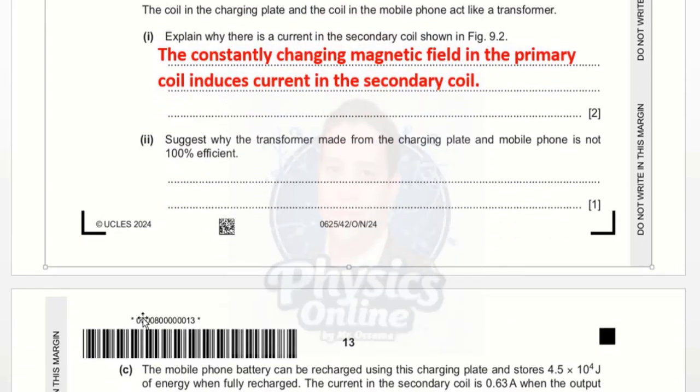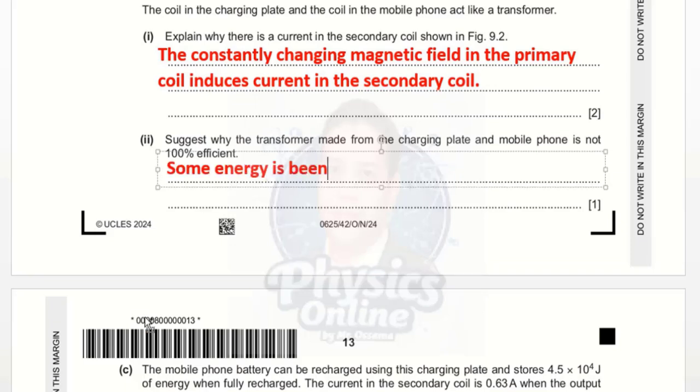Suggest why the transformer made from the charging plate and mobile phone is not 100% efficient. Not 100%, of course, because some energy is being lost to the surroundings. There is no iron core between them.